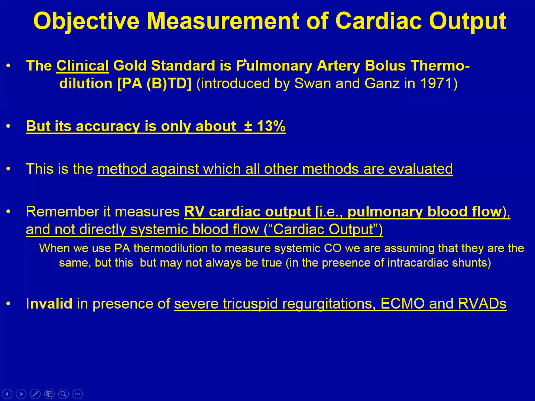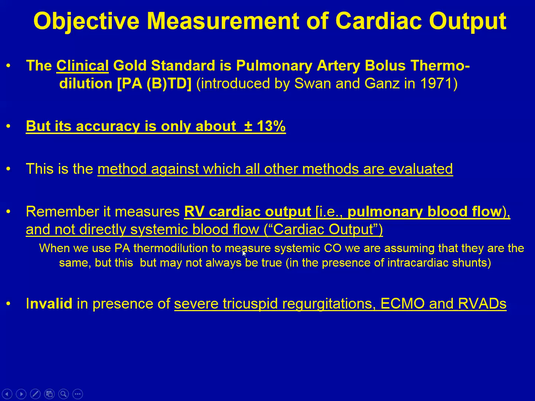So the cardiac output measured by pulmonary artery thermodilution is the clinical gold standard. But it's important to recognize that this accuracy is only about plus or minus 13%. However, it is the method against which all other methods are evaluated. However, remember that when we measure flow with the pulmonary artery thermodilution, we're actually measuring flow through the lung, right ventricular cardiac output, and not directly systemic cardiac output.